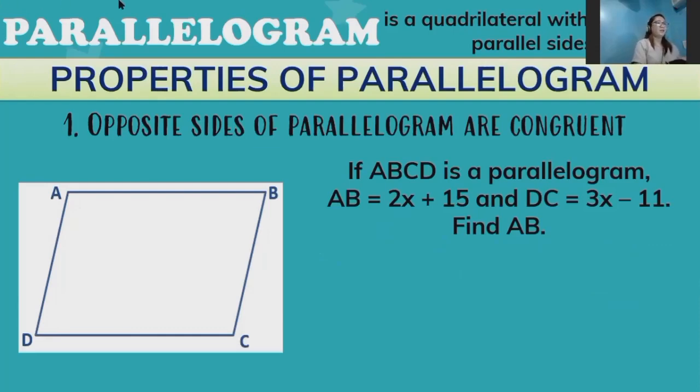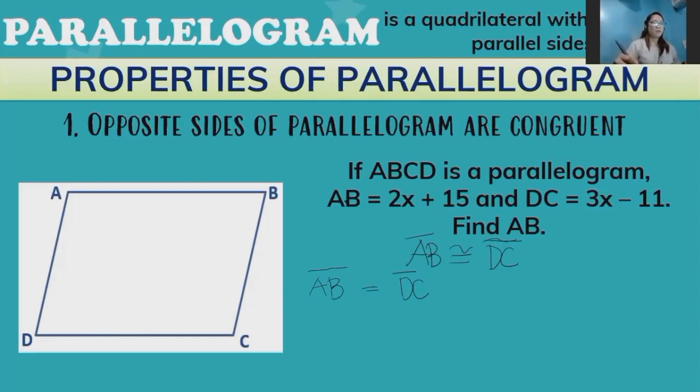Are you done? Okay, let me show it to you properly, okay? So this is what happened. Okay, thank you, Samantha. Your answer is correct. Very good. The answer is 67. Take note that it says here in property number one that opposite sides of a parallelogram are congruent. Therefore, we can say that segment AB is congruent to segment DC, right? And according to Michelle, when we say congruent, they have equal measure. So therefore, segment AB is equal to segment DC, okay?